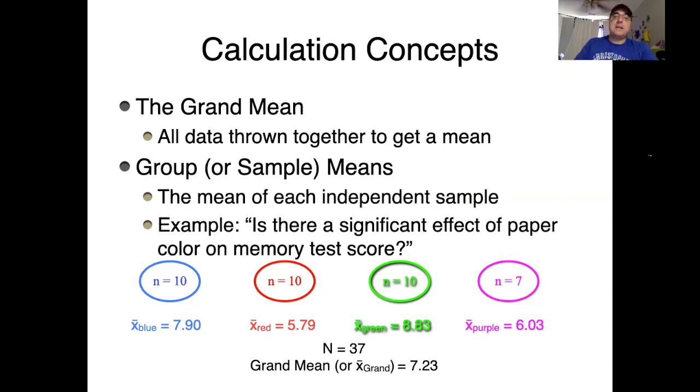The grand mean is what happens when you throw every member from every group all in at the same time and just take an average of everybody. It is the mean of everybody regardless of group. In addition to that, there are group means, or sample means, which is to say, as many different groups as you have that you're comparing to each other, you have a mean for each group.